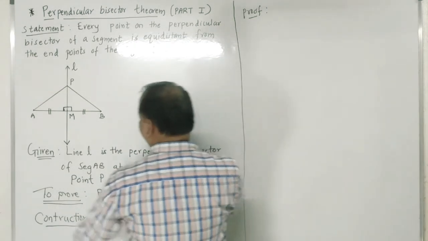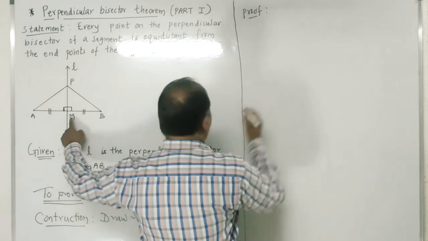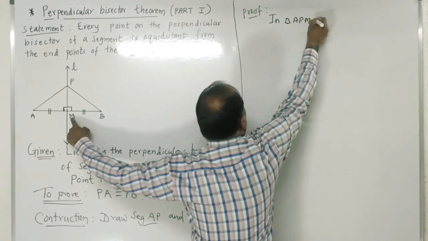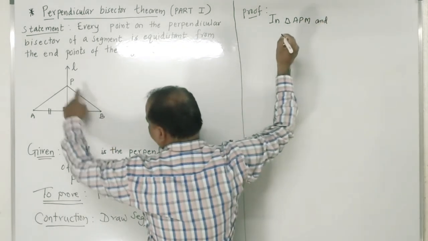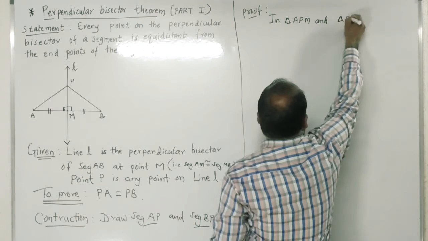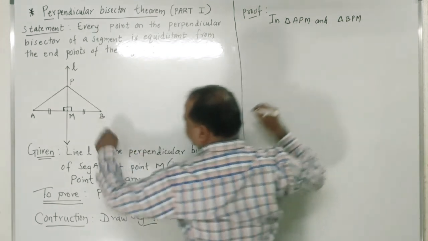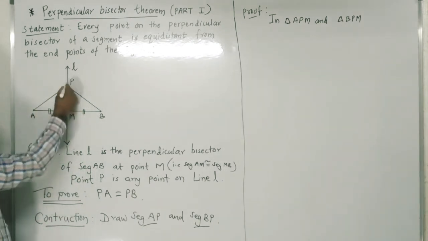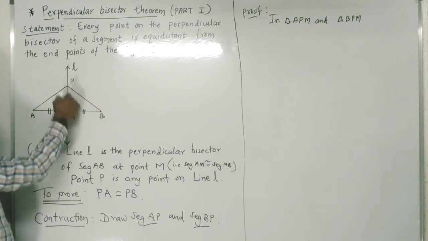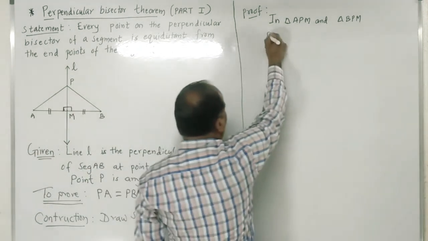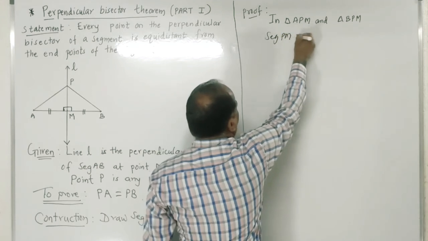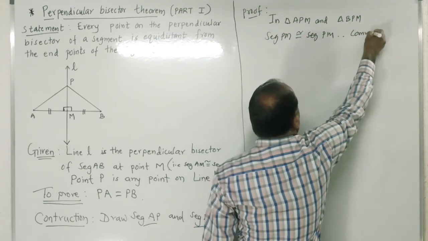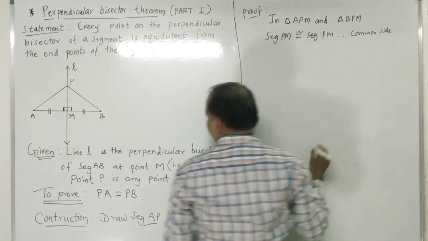Proof. Let us consider triangle APM and triangle BPM. In both the triangles, segment PM is in triangle APM as well as in triangle BPM. So segment PM is congruent to segment PM, common side.